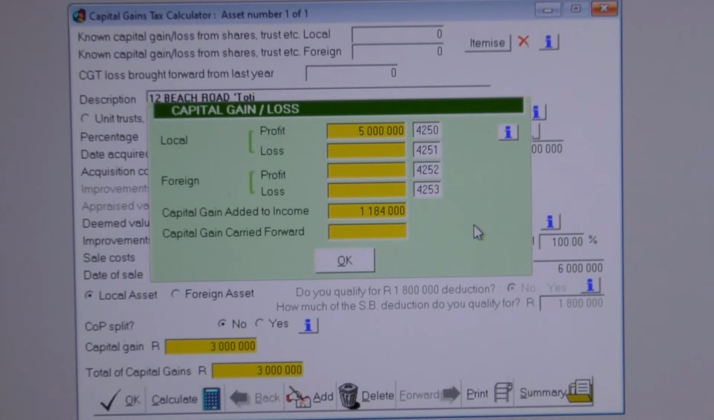The summary window shows that the code 4250 amount that SARS wants you to enter on the ITR 12 is the full 5 million rand profit. SARS will apply any exclusions and community of property splits, etc. The program has done all that for us. It subtracted the 2 million rand primary residence exclusion, subtracted the 40,000 rand annual exclusion, and worked out that 40% of the balance, or 1.184 million, will be added to the rest of the taxpayer's income to be taxed at normal rates.